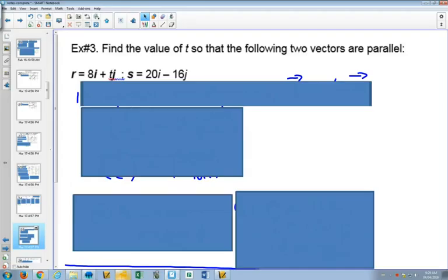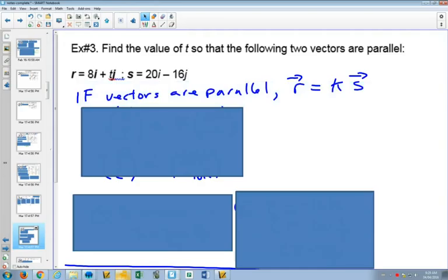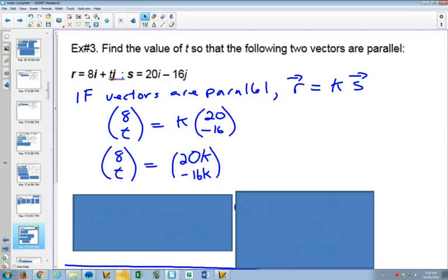So here we have two vectors. We want them to be parallel. Vector r is 8i plus tj. And vector s is 20i minus 16j. So what we know is if they're parallel, the one vector will equal the other vector multiplied by some scalar. That's the idea that we've seen before. If we write both of these as column vectors, that's what this would mean. Can you find a k value that would make this work?